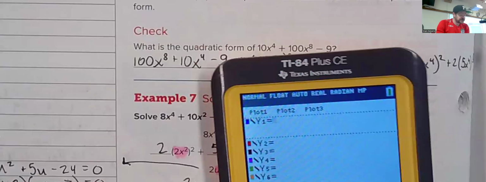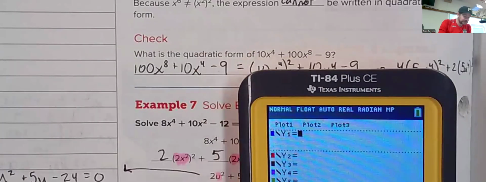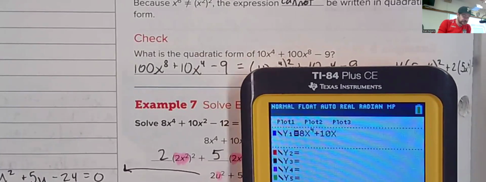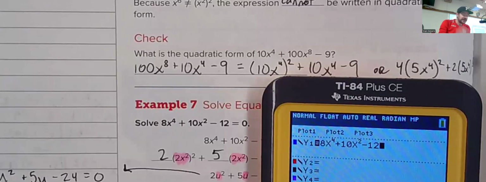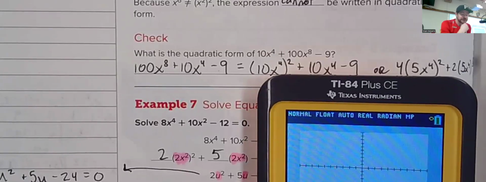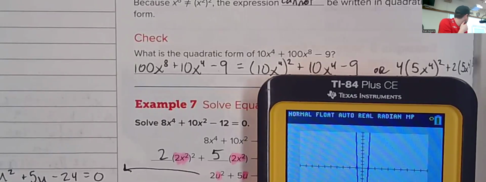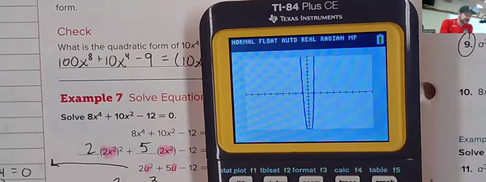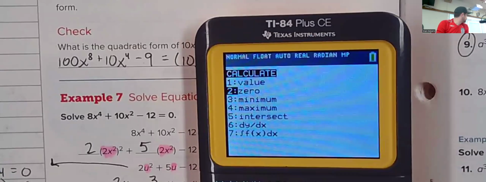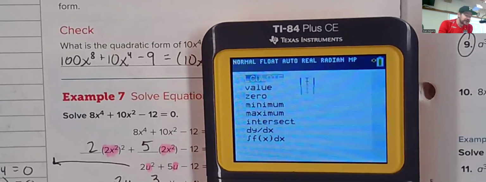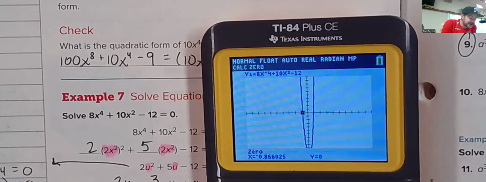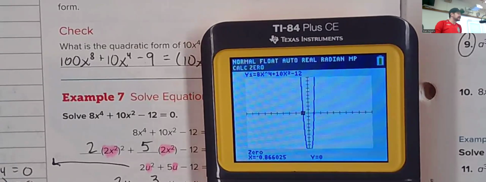So we're going to have 8x to the 4th power plus 10x squared minus 12. And then graph it. There are the x-intercepts. We can see them. And let's go ahead and just type them in and see what we get. So calculate 0. This is what we did on Tuesday, right? Figure out where our x-intercepts are. So to the left, to the right, enter again. And that is negative 0.866.